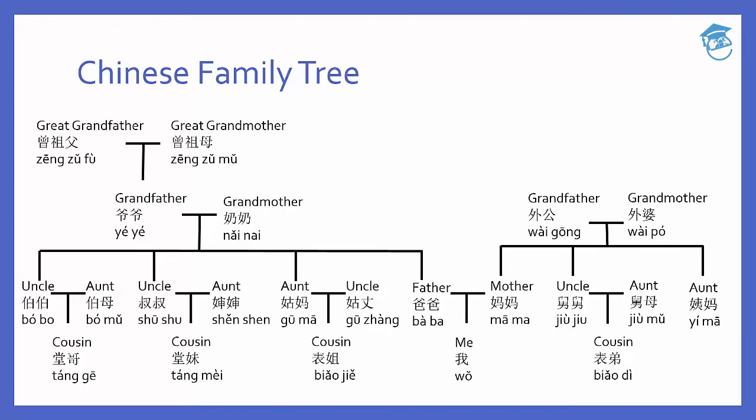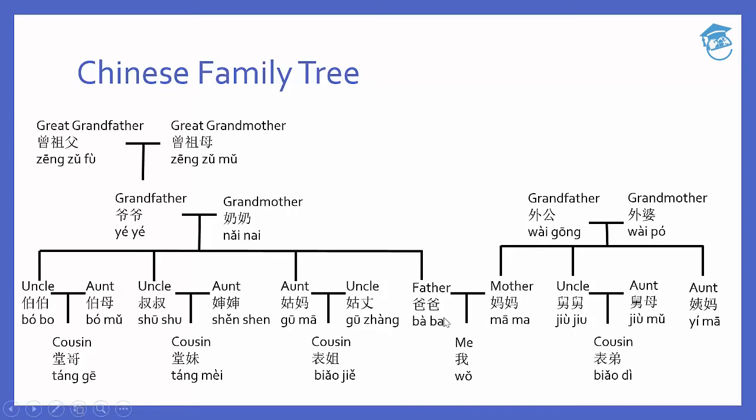Okay, so this is the Chinese family tree, a part of it. So let's go to what you are familiar with. This is me. I'm here. Let's start from here. Here you have your father and mother. Let's start with father first. So in father's family, we have grandfather and grandmother. In Mandarin, grandfather is 爷爷 and grandmother is 奶奶.